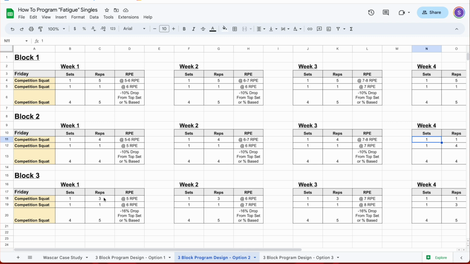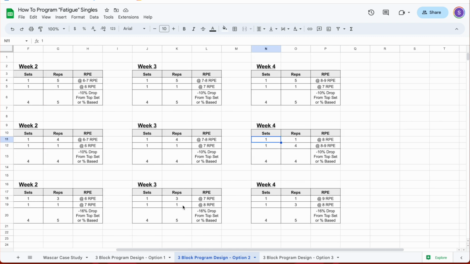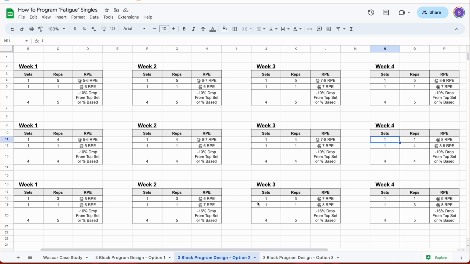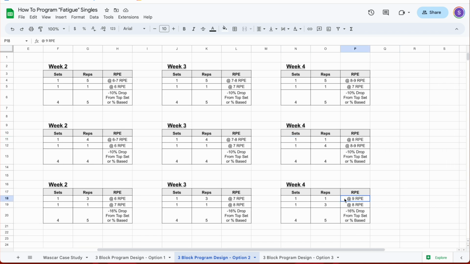And then on that third block, again, you follow the same model as option 1. You build up with the rep work, and then week 4, you have that single be the first option before doing that top triple. Again, mainly on both of these blocks, just to have the skill practice of being able to do those first, unfatigued, to be able to kind of express full strength.